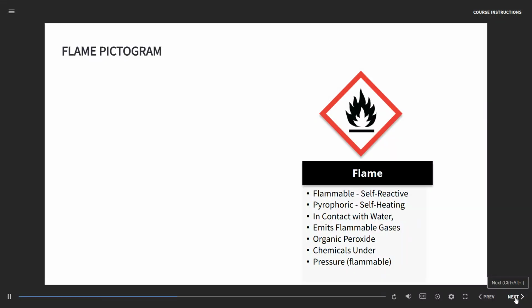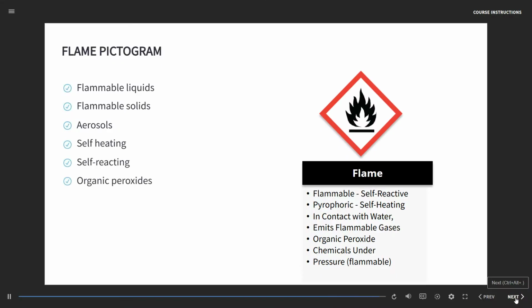all costs. Understand that for a fire to burn, it requires oxygen, heat, and fuel. So these should never be brought together around these materials. These can be flammable liquids, solids, and aerosols. The flame pictogram is also used on products that emit flammable gases, such as pyrophorics, or chemicals that ignite within minutes of exposure, self-heating, self-reacting, and organic peroxides.